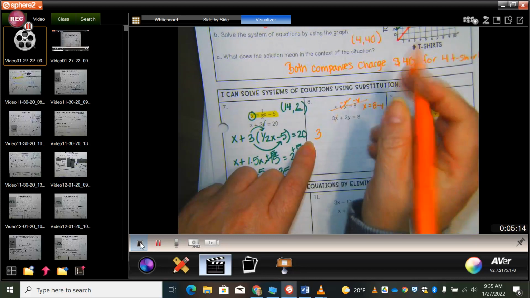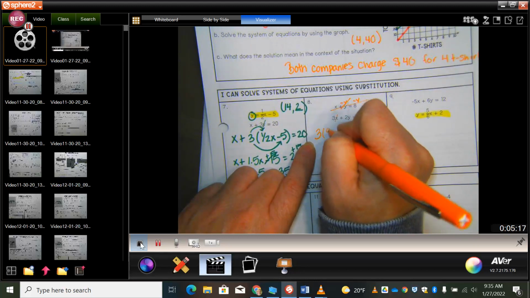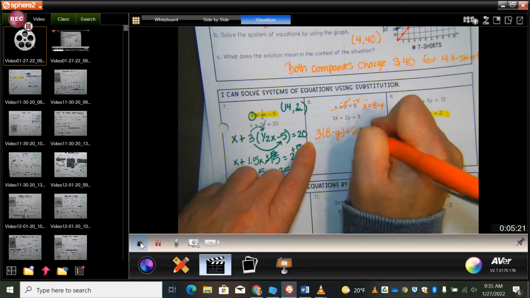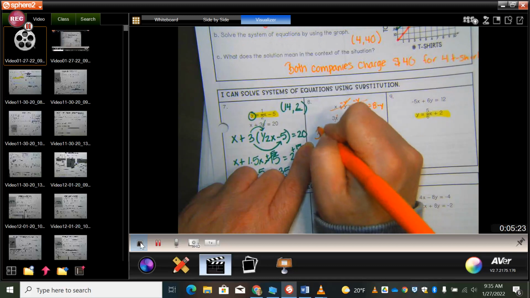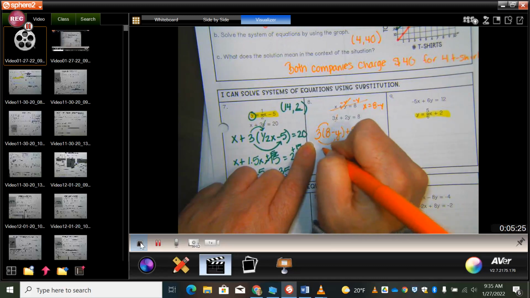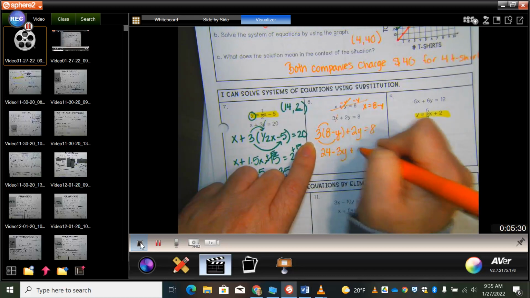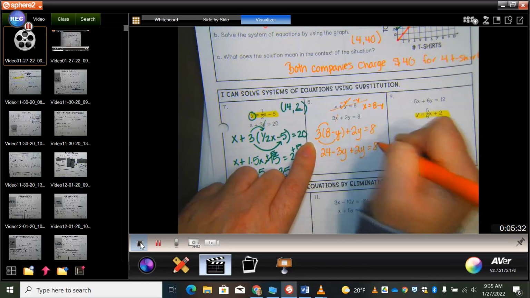So rewrite it. So it's 3 times (8 minus y) plus 2y is equal to 8. Do not forget to distribute. So I get 24 minus 3y plus 2y equals 8.